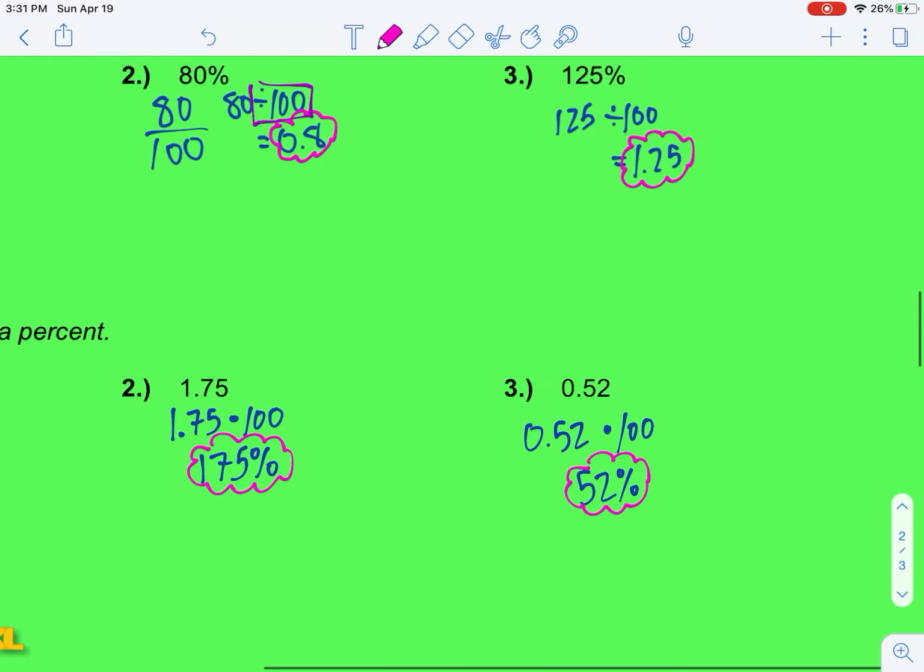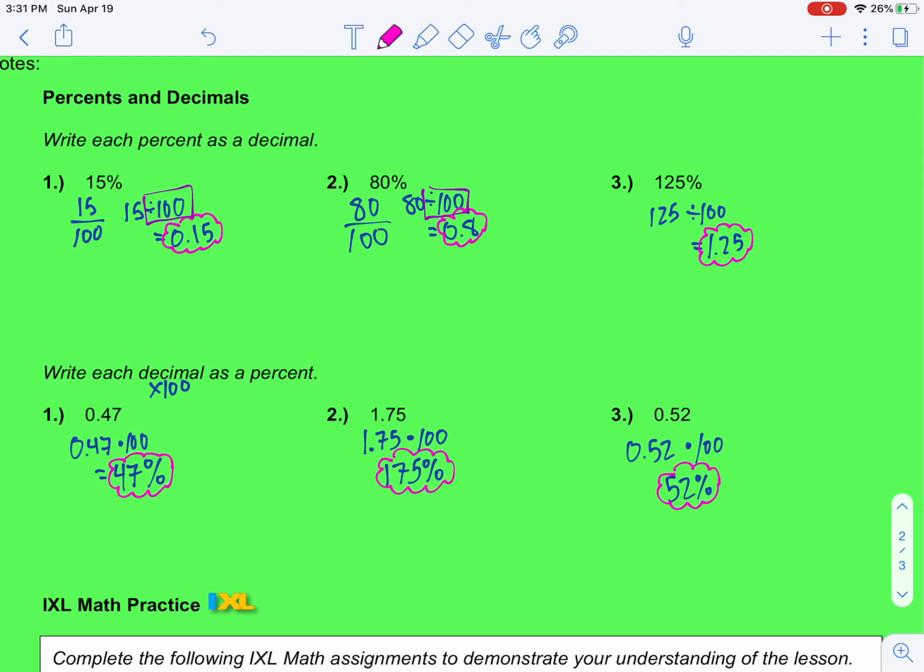All right, ladies and gentlemen, that ends our lesson for today. Just like yesterday, when you had percents and fractions, today there is no IXL for percents and decimals. Instead, you are going to do the very quick worksheet that is provided for you.